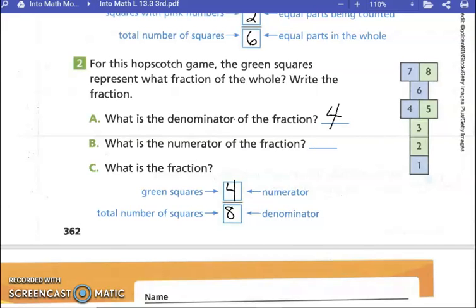Now it says, we did skip B. What is the numerator of the fraction? 4. Oh, Miss Stegman blew that. What is the denominator? That's the bottom. That's the whole. So that should be 8. That's what I thought.